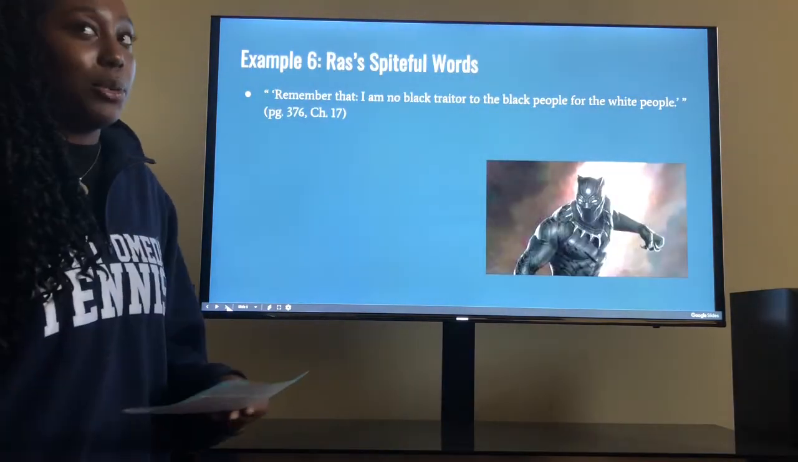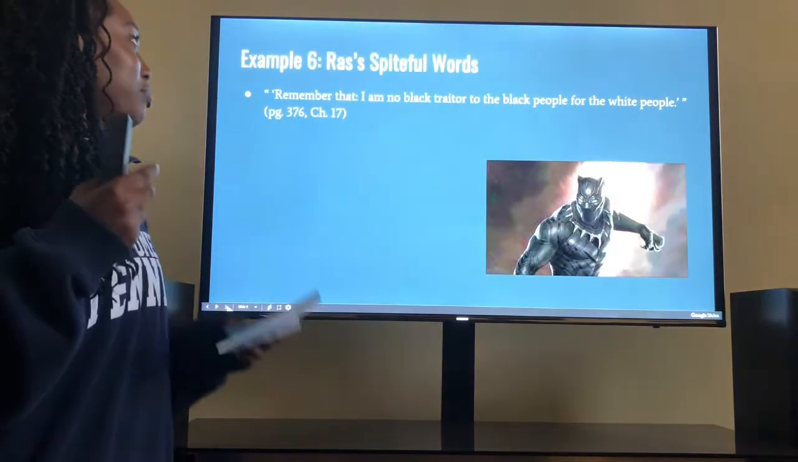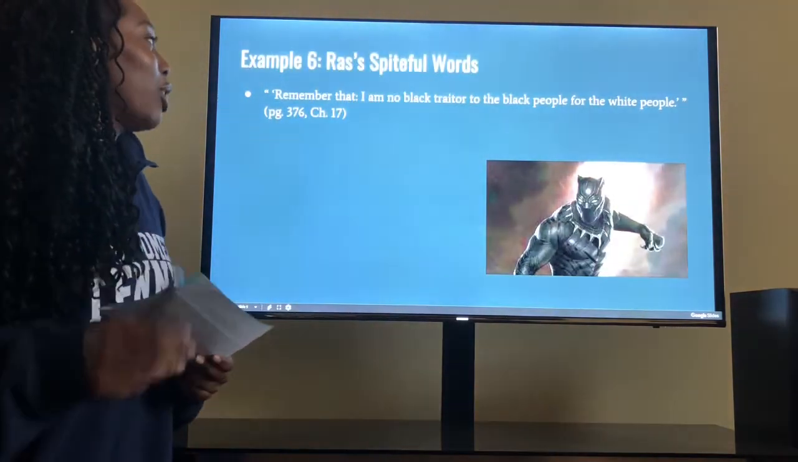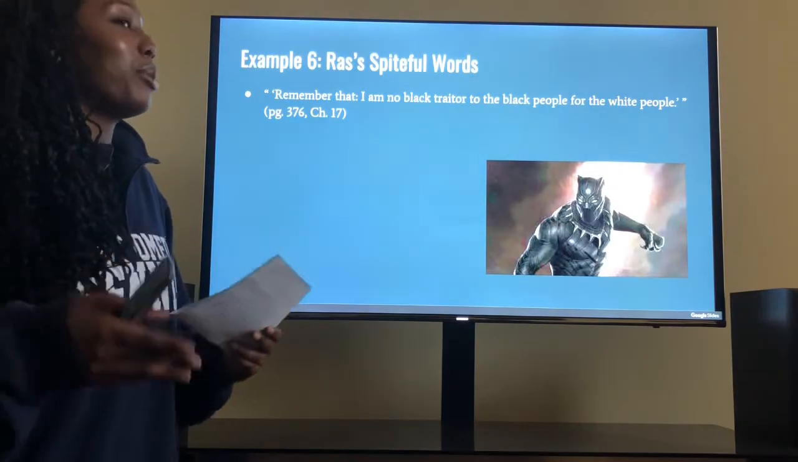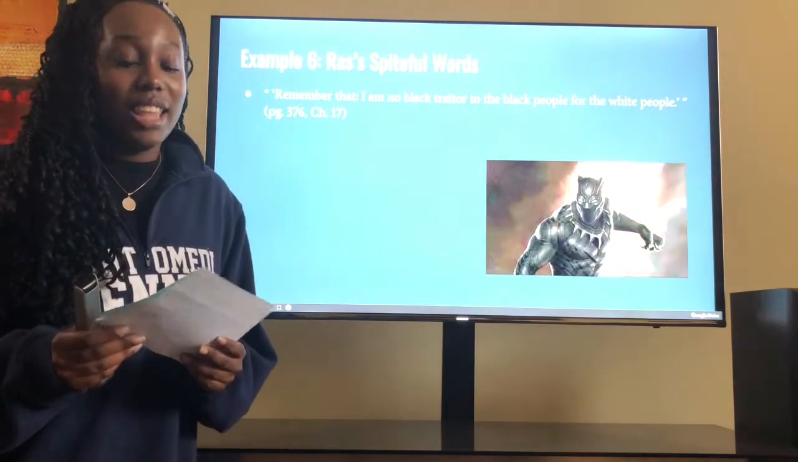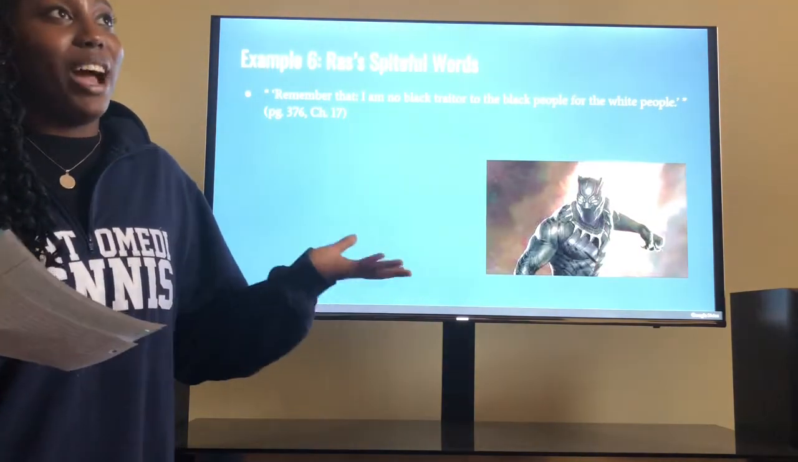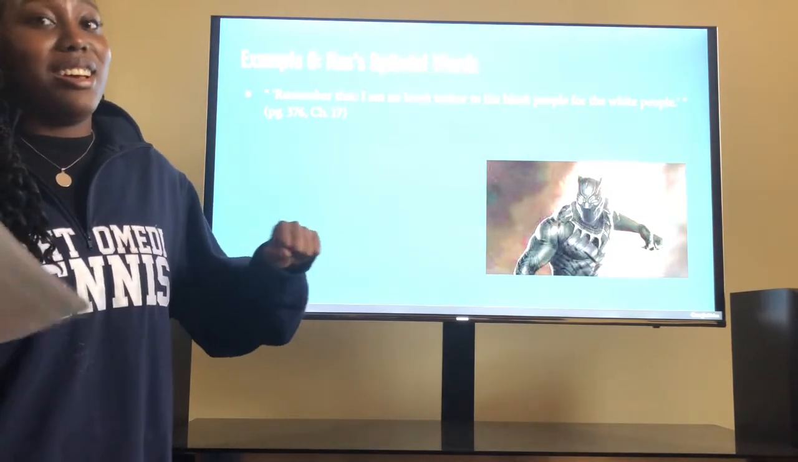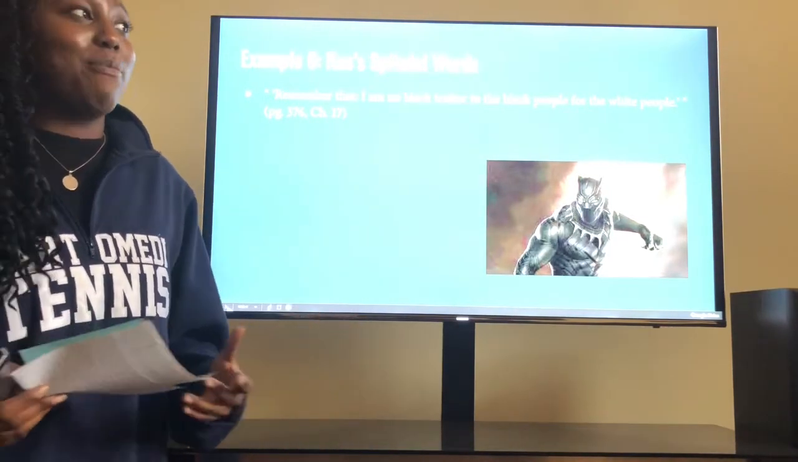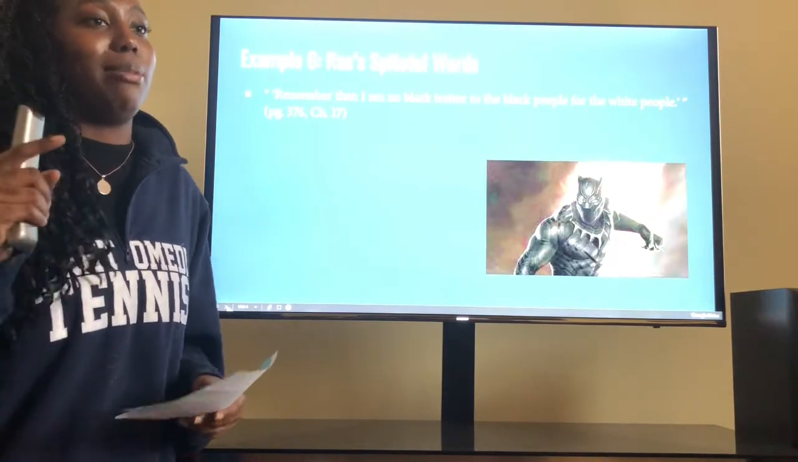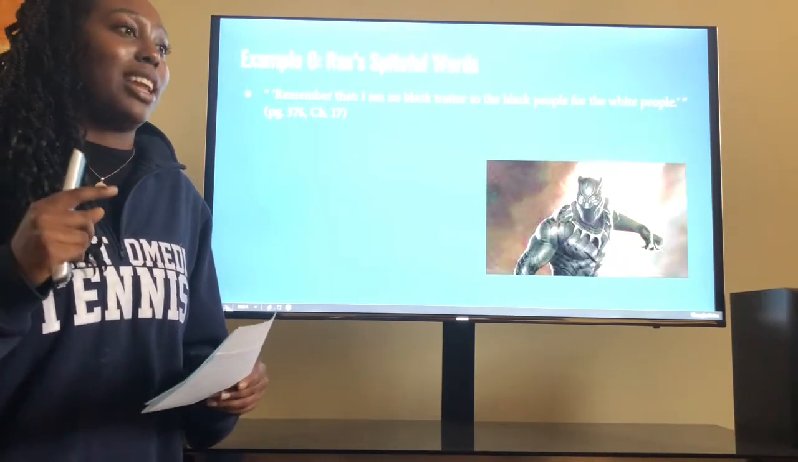The sixth example is Rass's spiteful words, and it says that, "Remember that I am no black traitor to the black people for the white people." And within this, in the context of this quote, Rass has just finished his little wrestle with Brother Clifton and I am. And he's basically insulting them, saying that I am not a traitor, I know my place in society, and I would never work for the enemy.